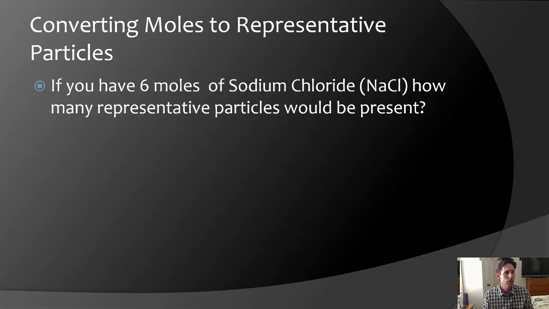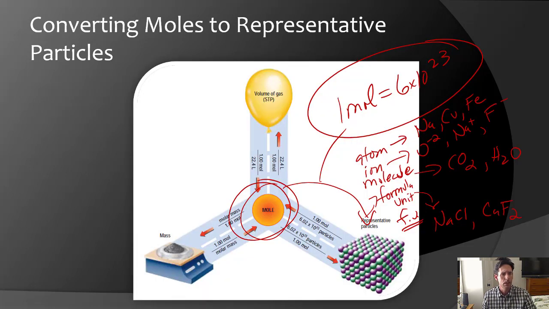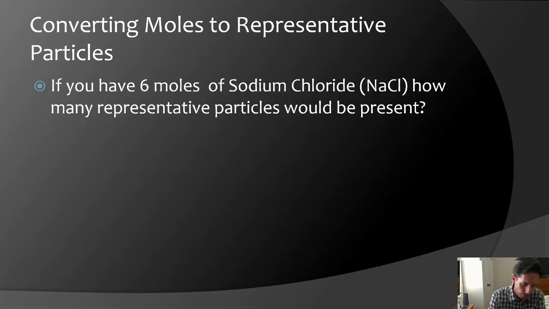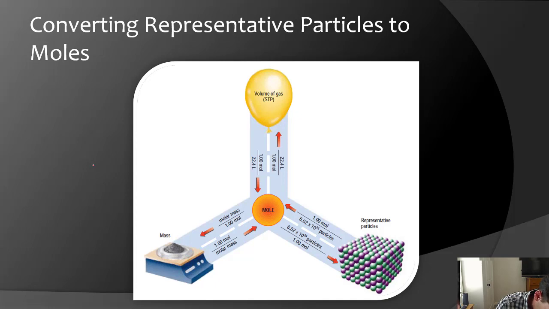All right. In our next example, it says if you have 6 moles of sodium chloride, man, I'm really focusing on sodium chloride, how many representative particles would be present? So let's take a look back here. We're given 6 moles. And the idea is that we need to figure out how many representative particles. Well, in 1 mole of anything, there's 6 times 10 to the 23rd. Okay. So let's take a look. We're going to start with what's given. So we have 6 moles.